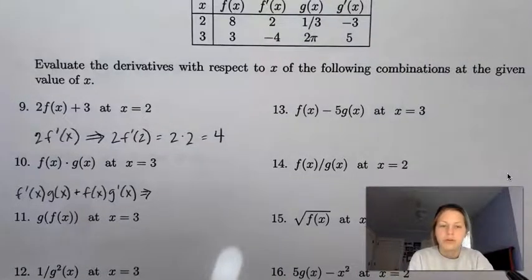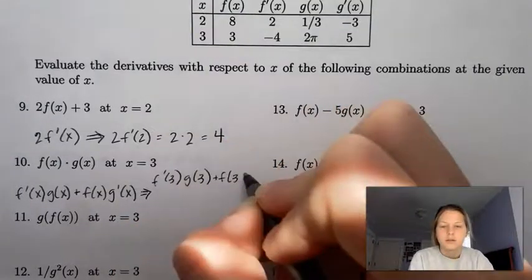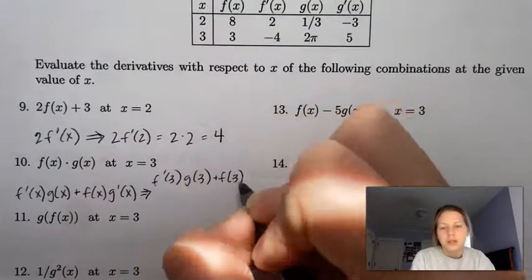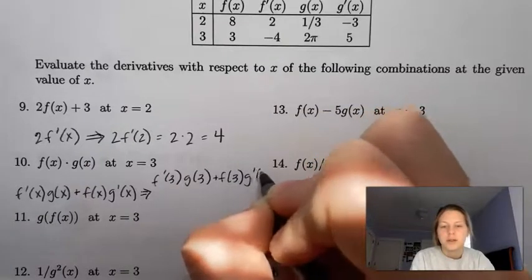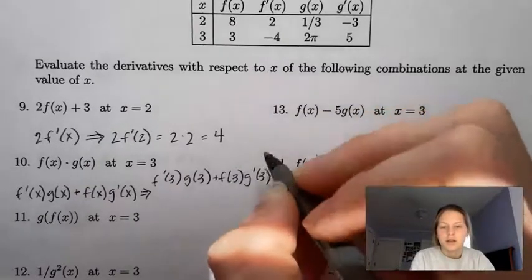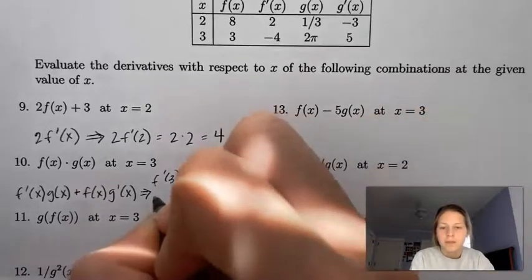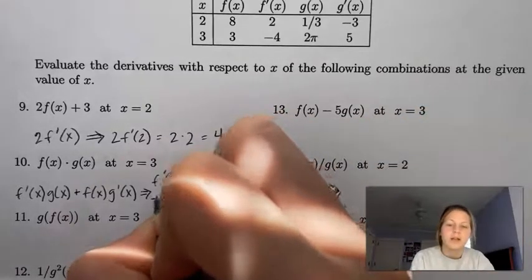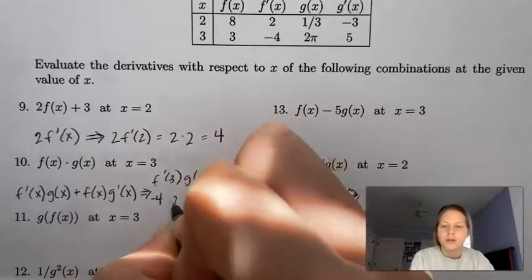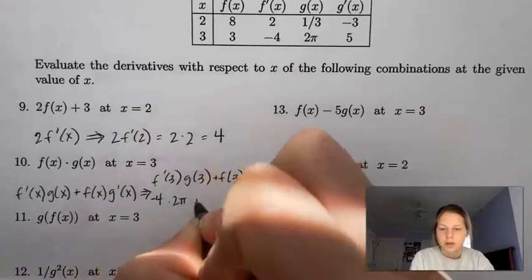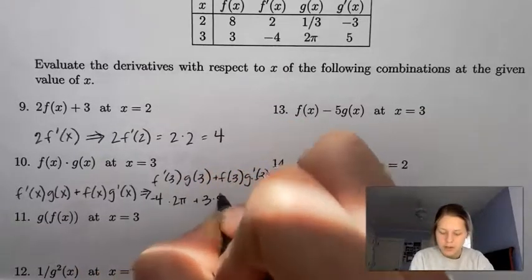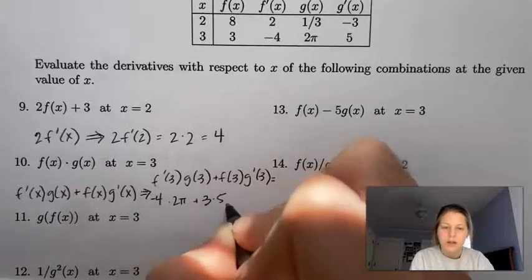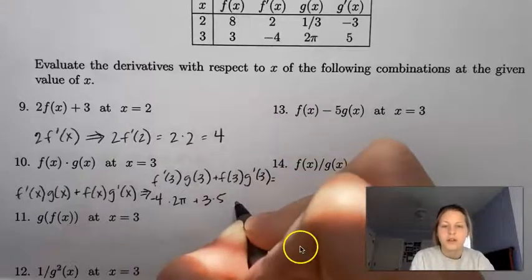So we will get f prime of g times g of 3 plus f of 3 times g prime of 3. And so then we will plug in the numbers: 4 times 2 pi plus 3 times 5. And so just to go back and show how we got from here to here.